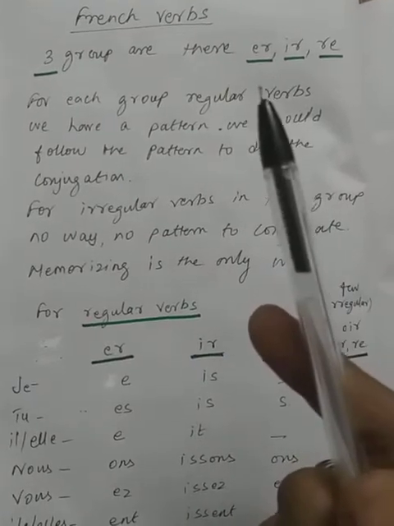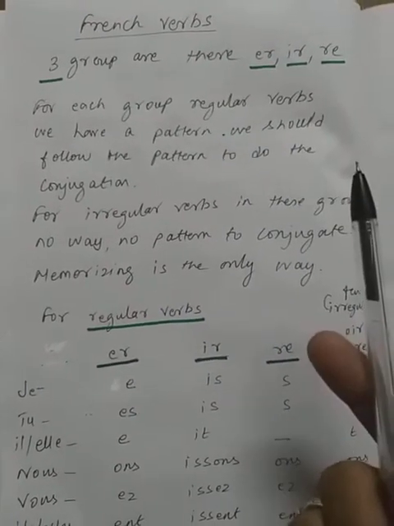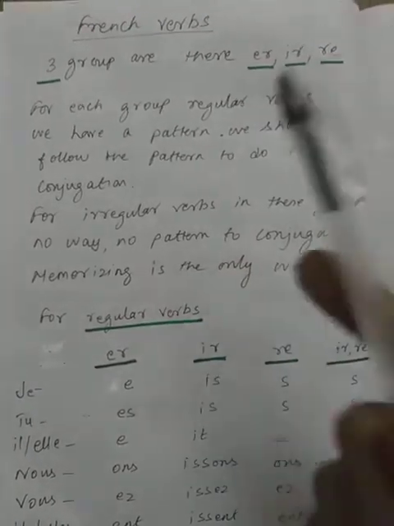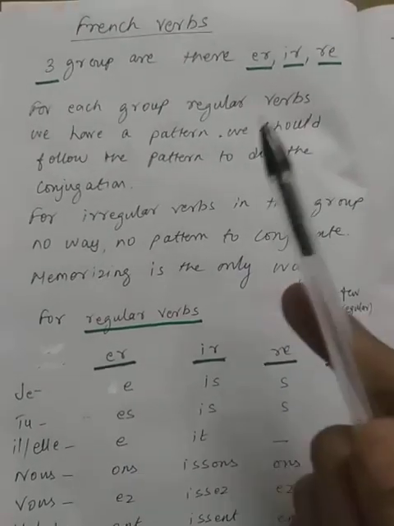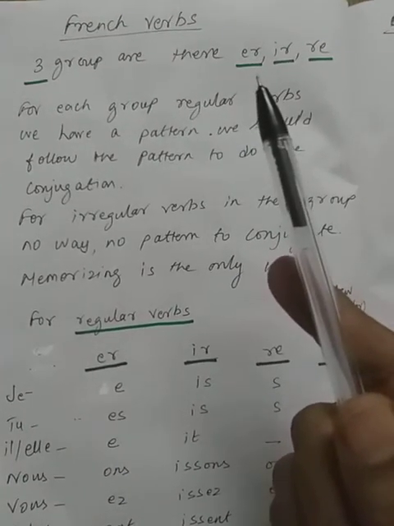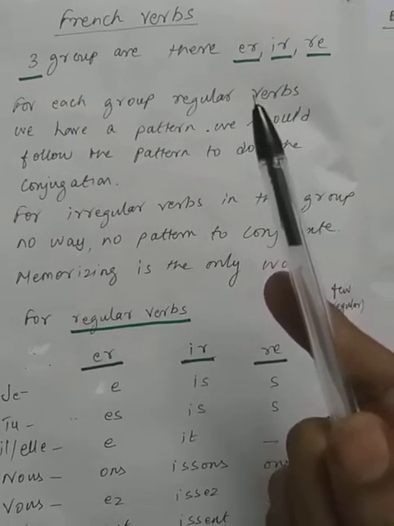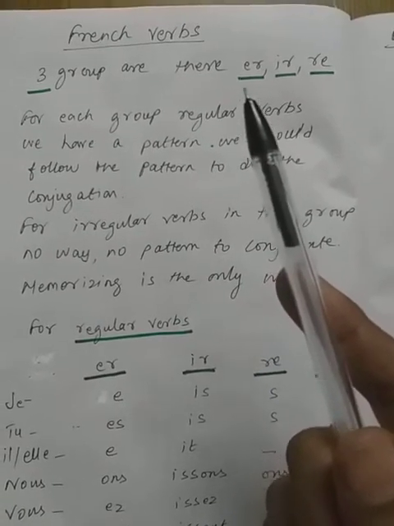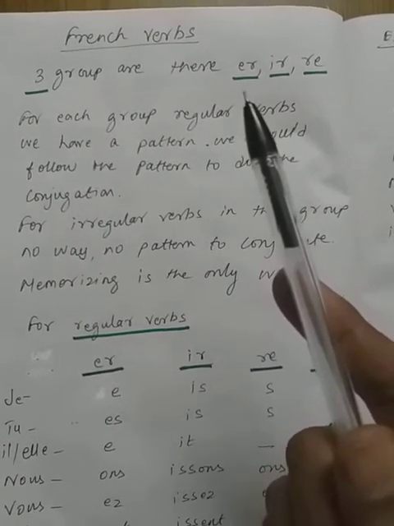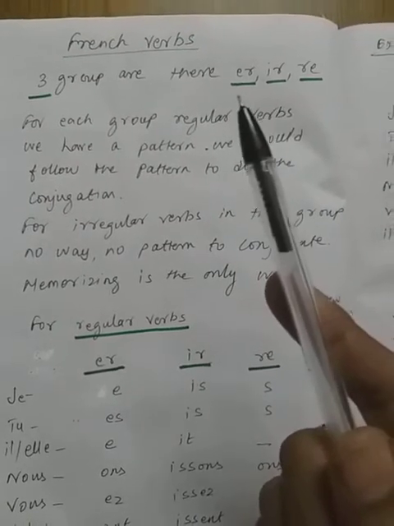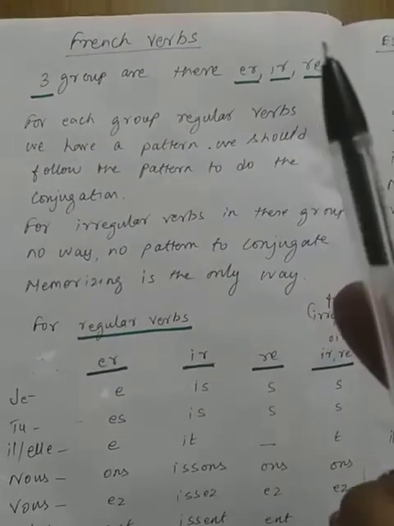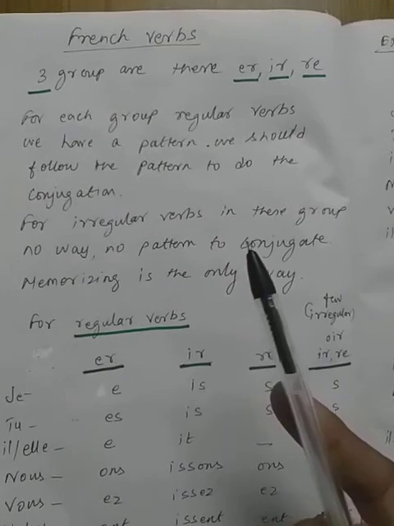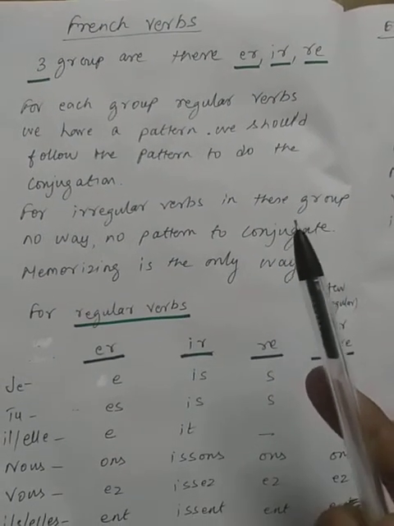In these three groups, there are regular verbs and a few irregular verbs. In all three groups, there are irregular verbs. Mostly ER verbs are regular. Except aller, all the verbs in ER verbs are regular, with only a few small changes. IR and RE are mostly regular, with a few irregular verbs whose conjugations you have to learn or memorize.